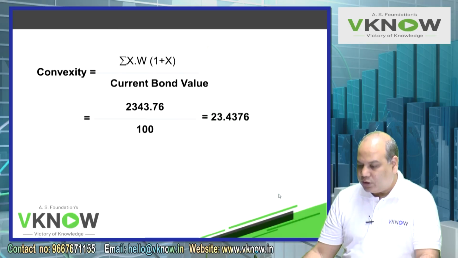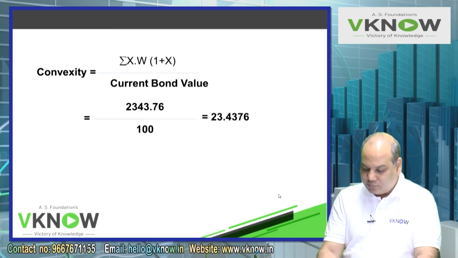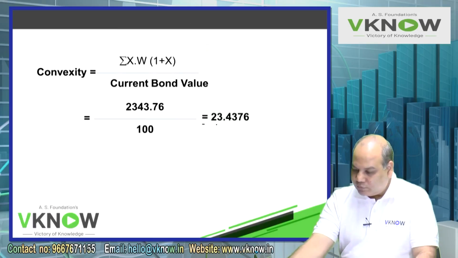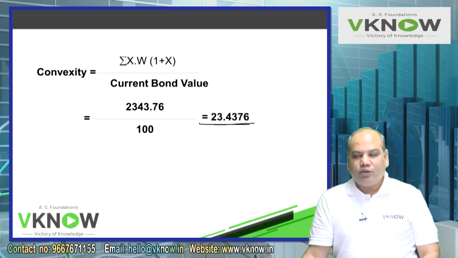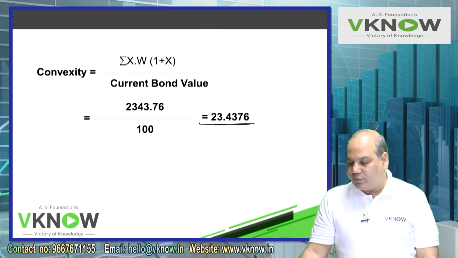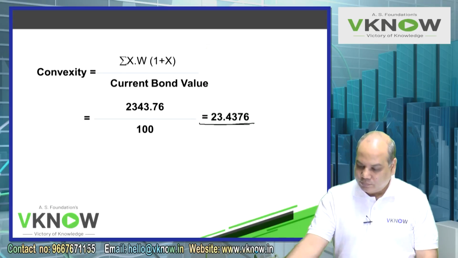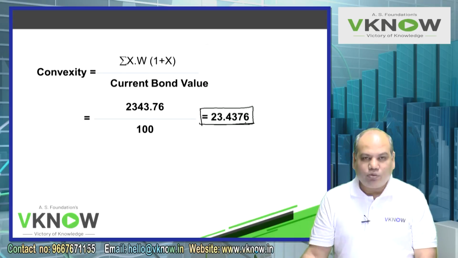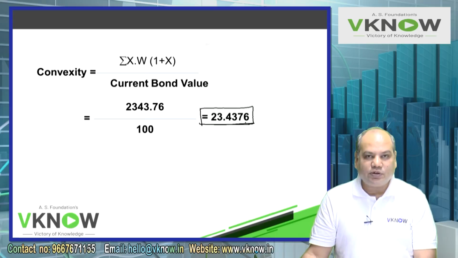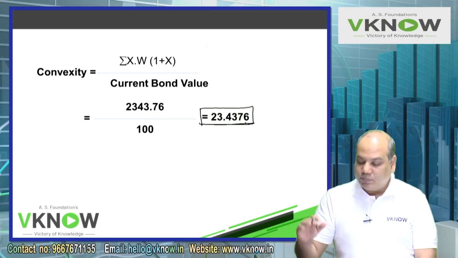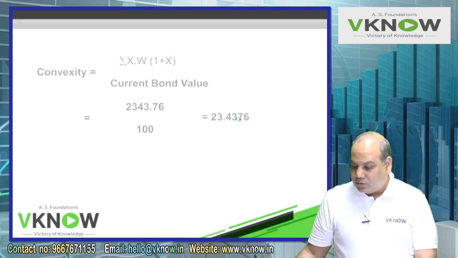So what was the convexity in the previous example? It was 23.4376. So write down convexity equal to refer previous example equal to 23.4376. In the exam, don't write refer previous example. The previous question can be on Forex also.